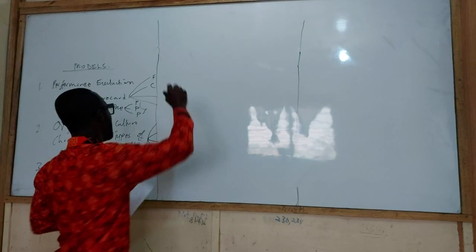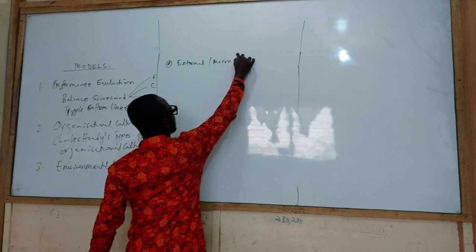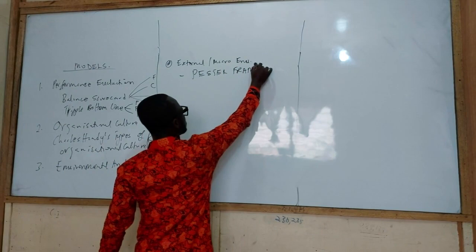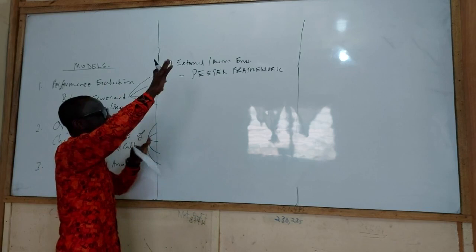the macro environment or the external environment. This is where we're going to be using our good old PESTEL framework or model. So this is where we look at the political factors, economic factors, social factors, technological factors, environmental factors, and the legal systems or factors in the organization or in the country that we are in.